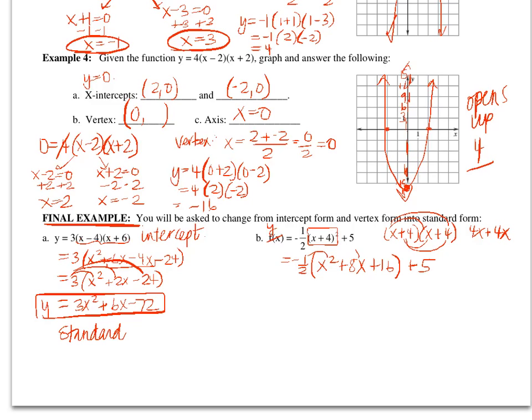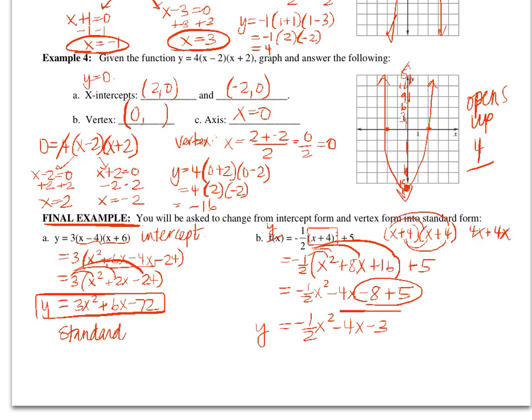I'm now going to distribute my negative 1/2 because multiplication comes before addition. So I have negative 1/2 x squared. Negative 1/2 times 8 is negative 4x. Negative 1/2 times 16 is negative 8. And then I have this plus 5 still sticking out at the end. I can combine these two. So I get an equation of y equals negative 1/2 x squared minus 4x minus 3.